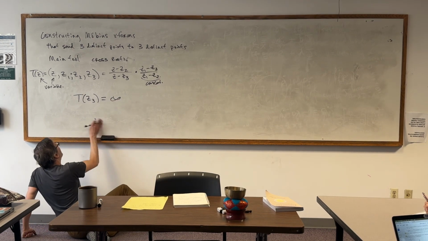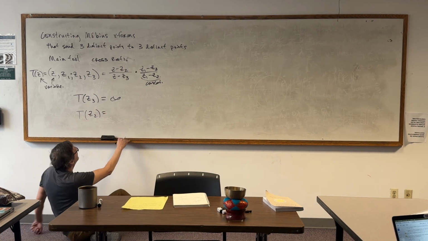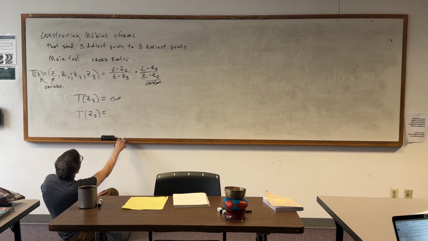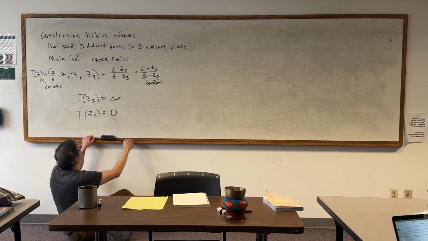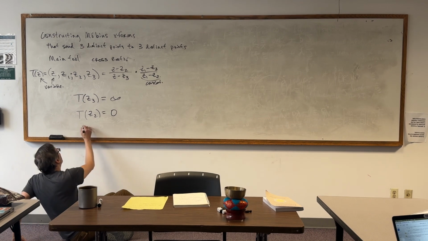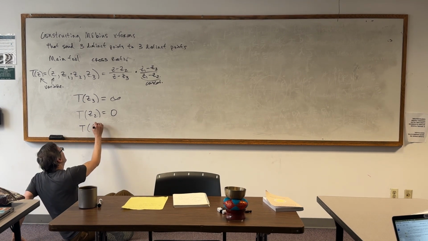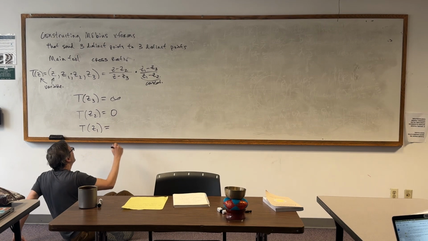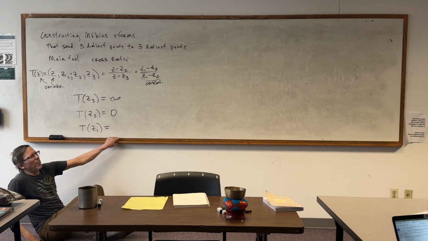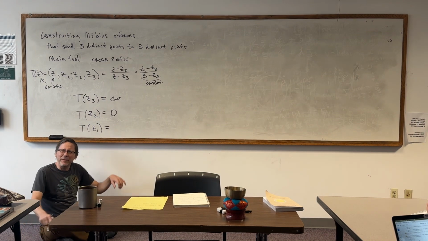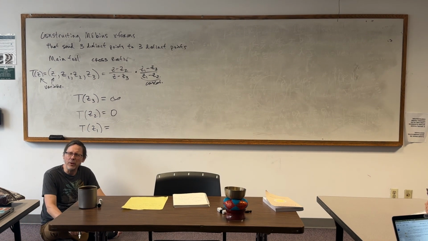Let's grab a couple others. T of Z2. Can somebody else help me with that one? Nathan, what do you think that is, my friend? 0. Yeah, beautiful. Nicely done. Cool. And then we've got this other point. T of Z1. Take a moment. What is T of Z1 equal? And it's something lovely.